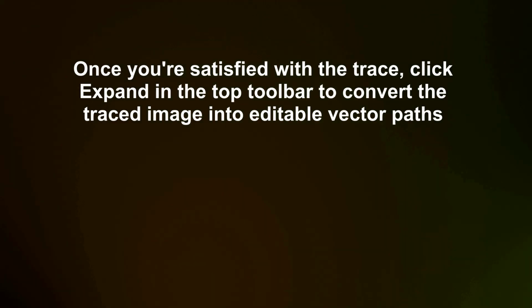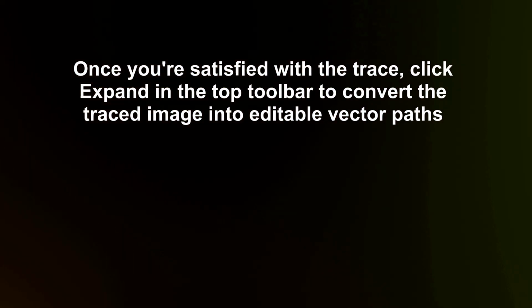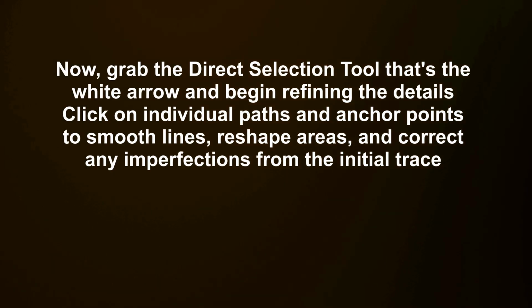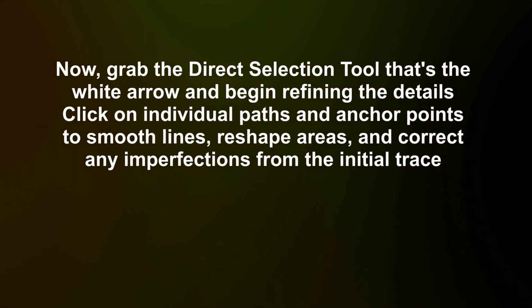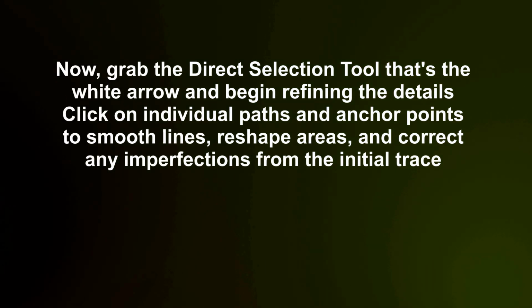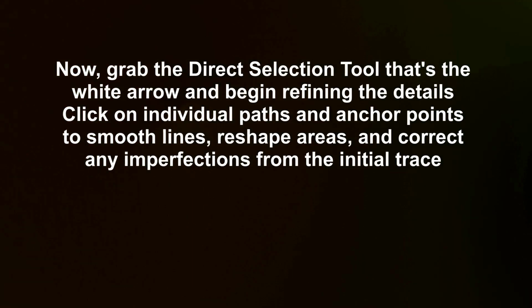Once you're satisfied with the trace, click Expand in the top toolbar to convert the traced image into editable vector paths. Now, grab the Direct Selection tool, that's the white arrow, and begin refining the details. Click on individual paths and anchor points to smooth lines, reshape areas, and correct any imperfections from the initial trace.